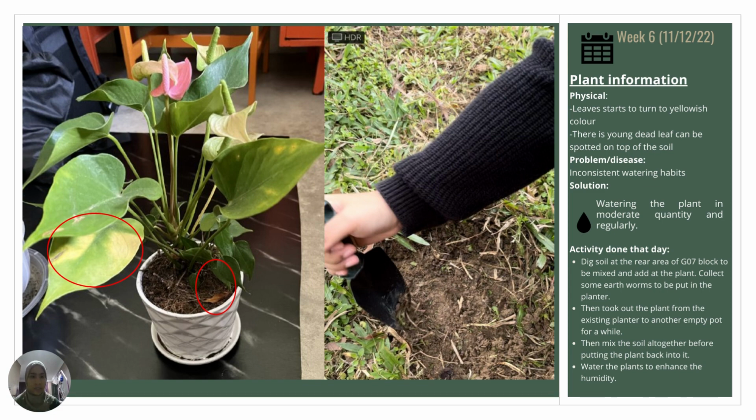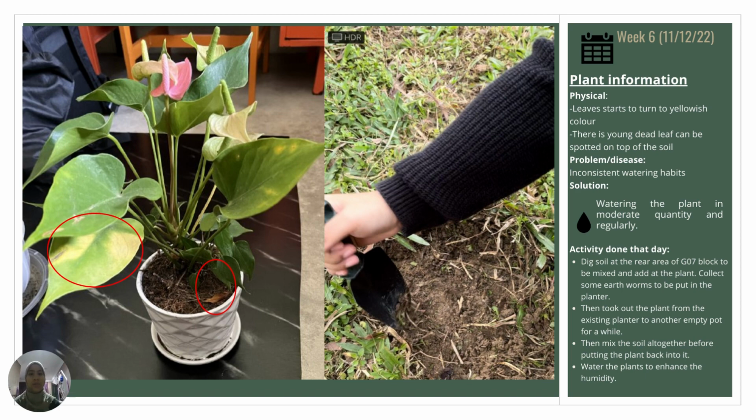On week 6, the leaf starts to turn yellowish, and a young dead leaf can be spotted on top of the soil, which has been circled in red. And for the solution, I water the plant in moderate quantity and regularly. And the activity that I did on that day is I dug soil at the rear area of G07 block to be mixed and added to the plant.